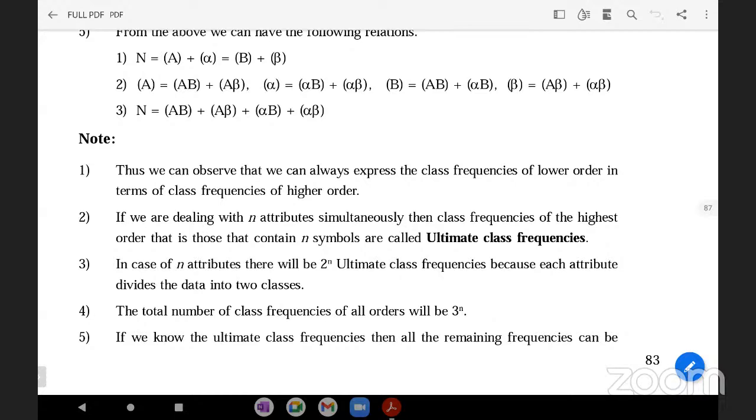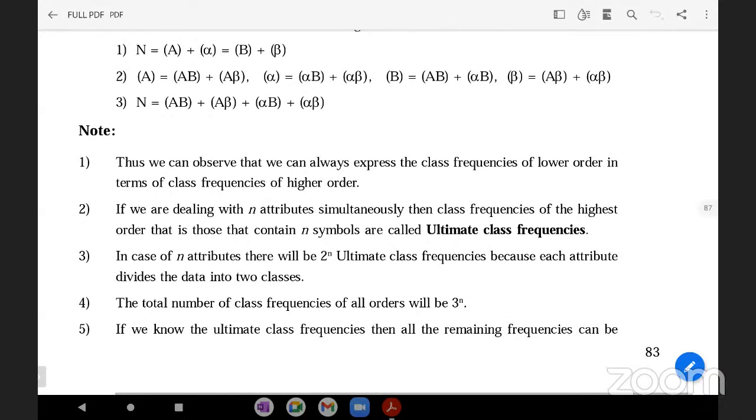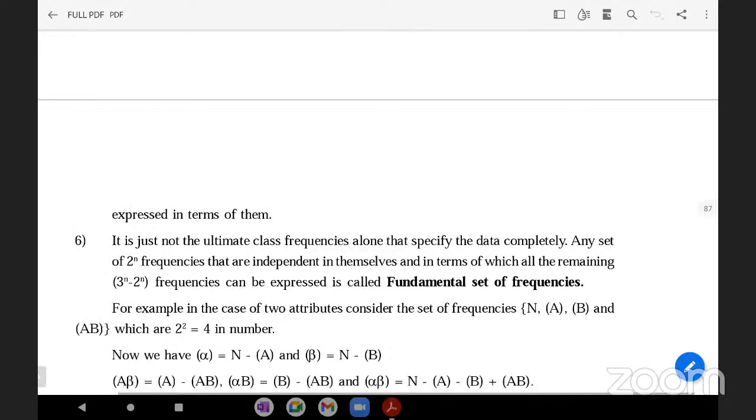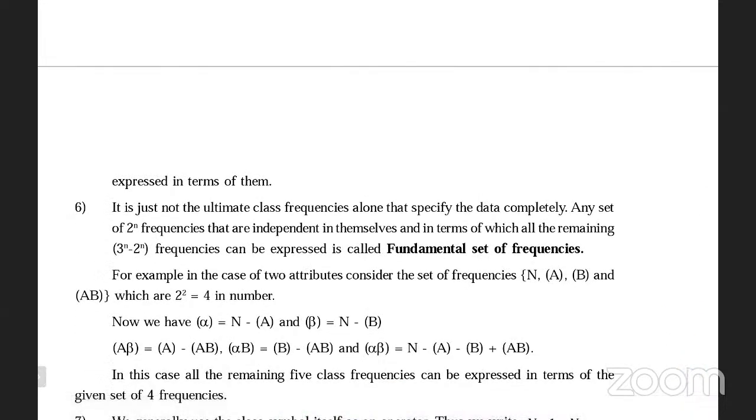The total number of class frequencies of all orders, if I take 3 power n. All orders means we take 3 power n. If we know the ultimate class frequencies, then all the remaining frequencies can be expressed in terms of them. That is the overall idea. Sometimes you may also be asked about the 3 order frequencies minus 2 order frequencies. That is called the fundamental set of frequencies.